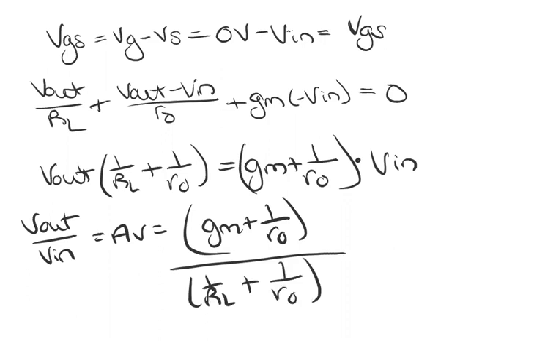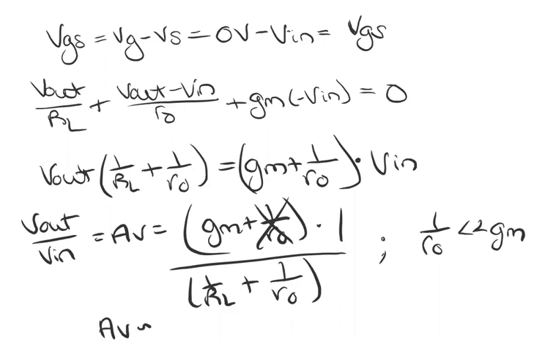Now let's take a look at this equation. The 1 over RL plus 1 over R naught in the denominator is a parallel combination of resistors. If I make the assumption, which is a very good assumption to make, that 1 over R naught is much, much smaller than gm, I can pretty much neglect 1 over R naught. And we know that's true because R naught tends to be very large, right? So 1 over R naught should be very small. So if I do this, I have the small signal gain of the common gate amplifier is approximately gm times RL in parallel with R naught.